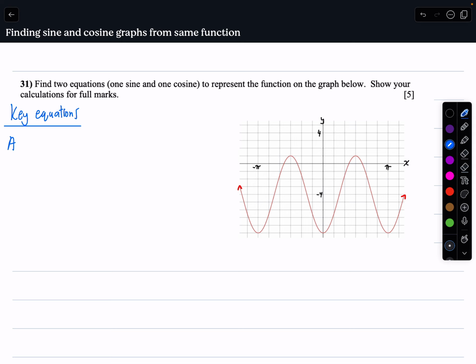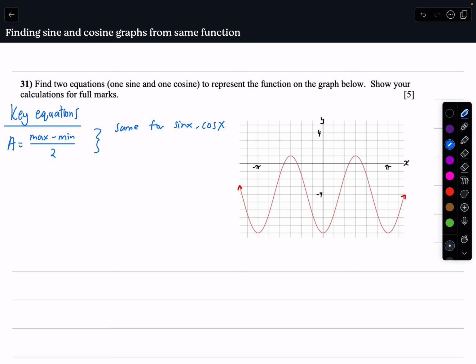The first thing is the amplitude. And the amplitude, some of you may know, is max minus min over 2. And the good thing about the amplitude is that it's going to be the same for the sine function and the same for the cos function. So the amplitude is always going to be the same.